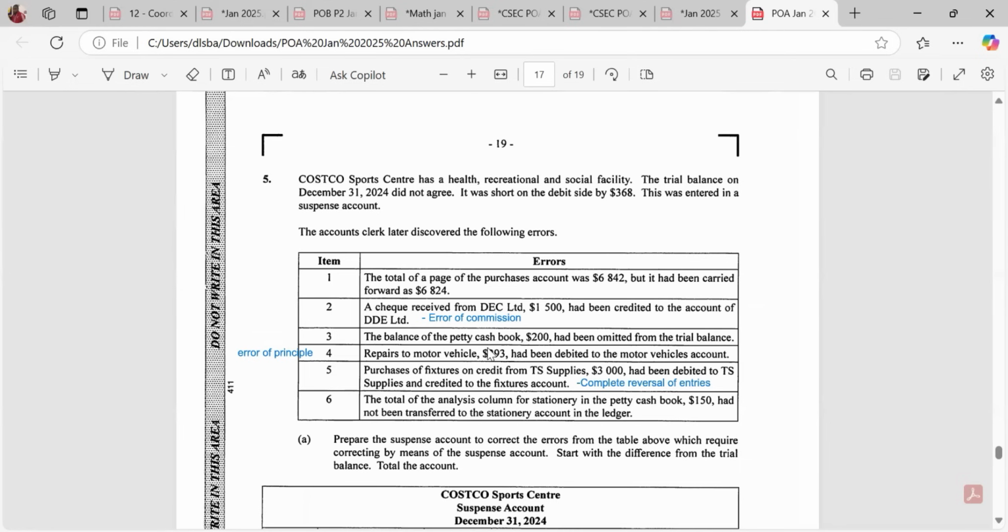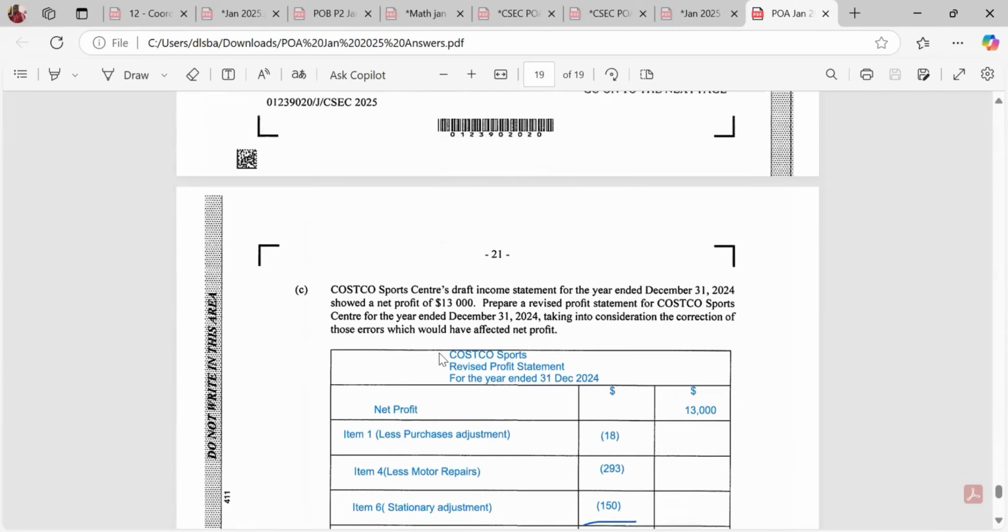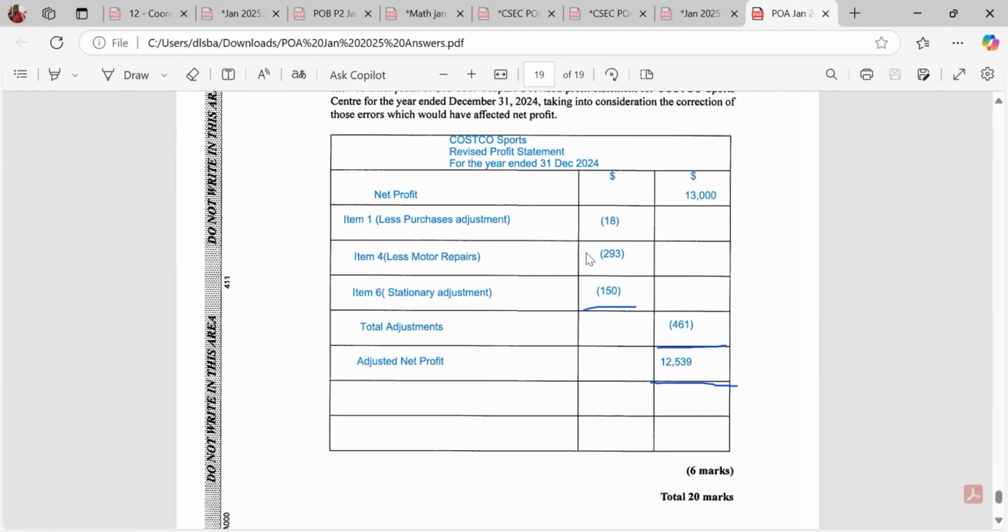Yes, expenses, correct? So initially, we had put the 293 in the motor vehicle account. So we left out the expense. Now we put in the expense. What do we do with the expenses in the income statement? Do we add or subtract expenses? Subtract. We subtract our expenses, right? So now that we have the expense, we're going to have to subtract it, which is what we did here, right? Everything in brackets means subtract.